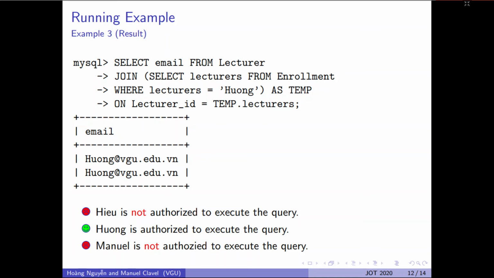Notice that even in the case of the two queries that are equivalent, given the same executor, like Miss Hương in this case, the result may differ since our method does not evaluate the authorization rights based on the final result of the execution, but also from all the temporary results on the go.